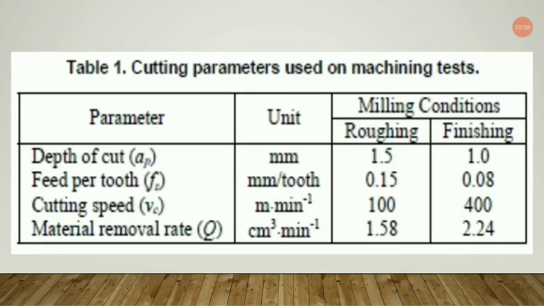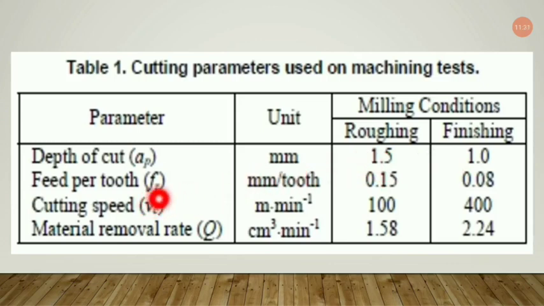Now, cutting parameters used in machining tests. It is a typical example to give you a real life picture of different types of cutting parameters used in machining tests. So first is the parameter, next is the unit, and this is a milling condition. We will have roughing and finishing values as well. First of all, depth of cut, which is given in millimeters. For roughing it is around 1.5 millimeter, whereas for finishing it is 1 millimeter.